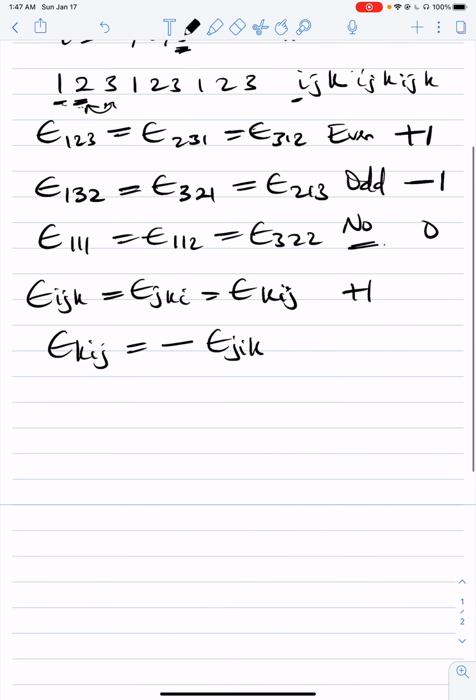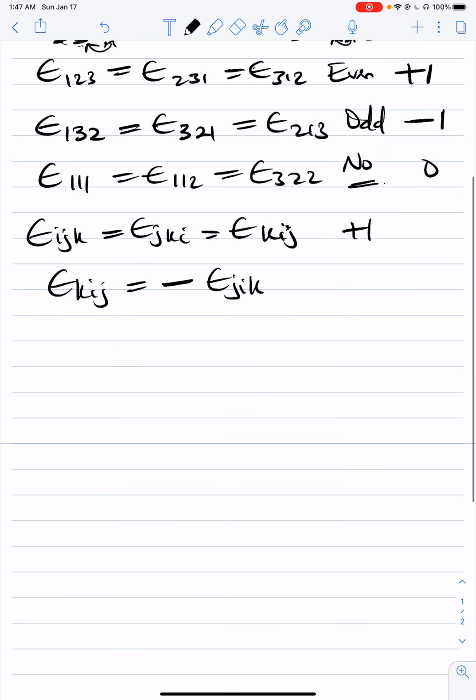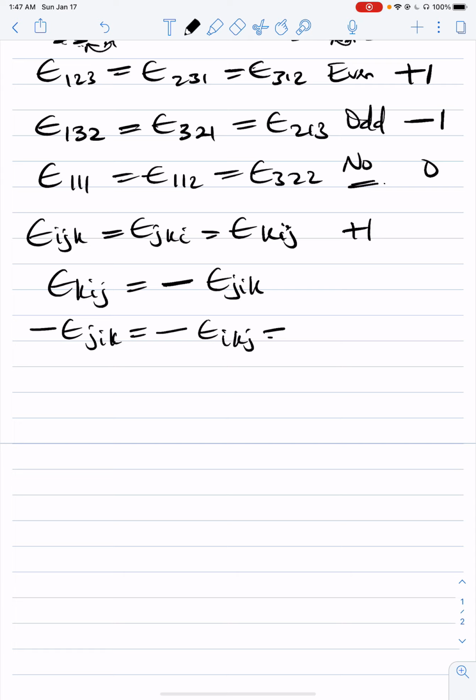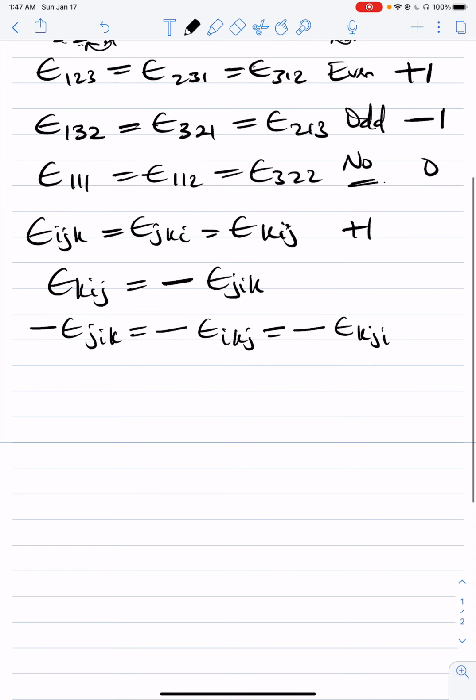If we look at kij and want it to be equal to jik, look at this: k and i switch positions. If you switch the positions, it should be followed with a negative sign. Similarly, permutation jik will be equal to the negative of permutation ikj. It will still be equal to the permutation kji. All that happens is simply the switching of positions followed by a negative sign.